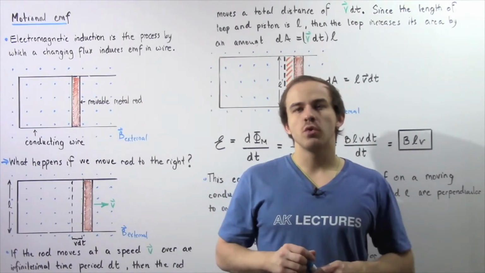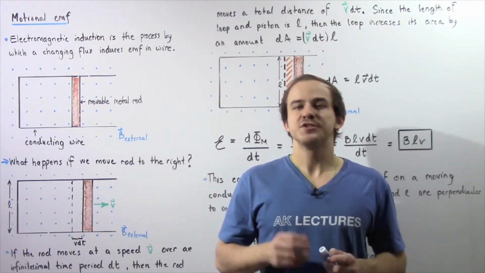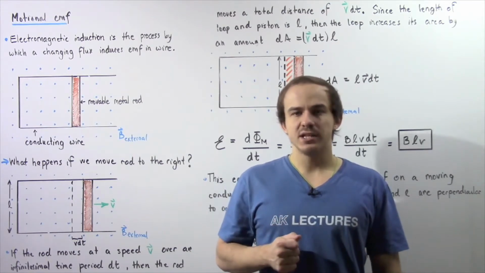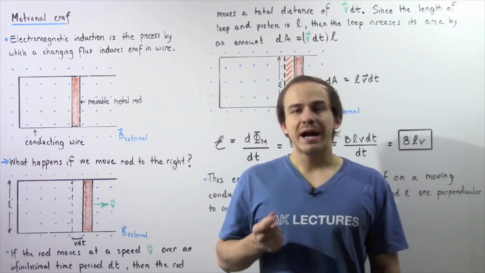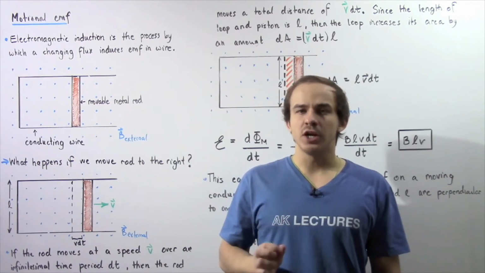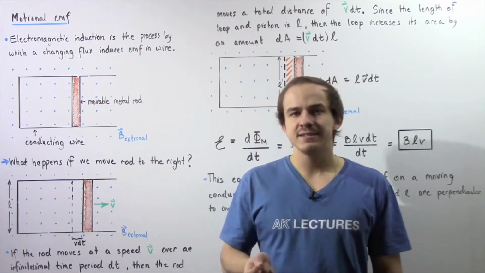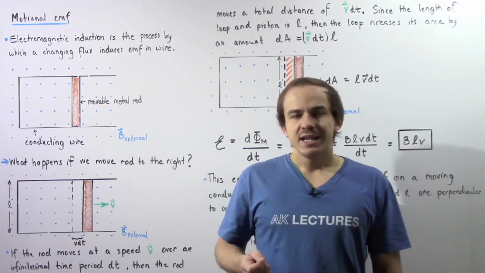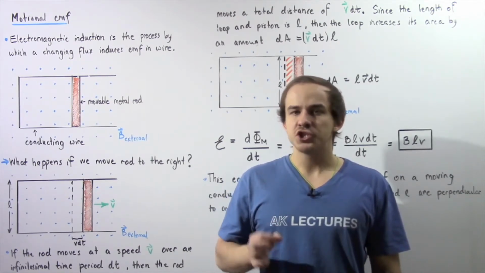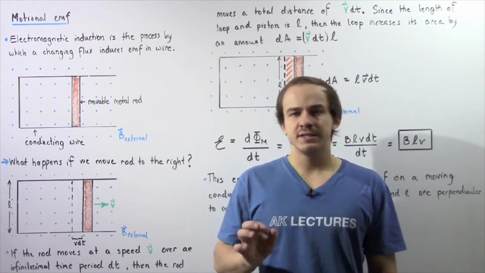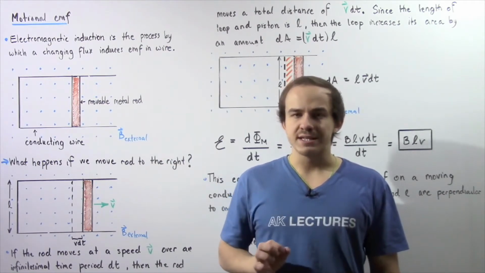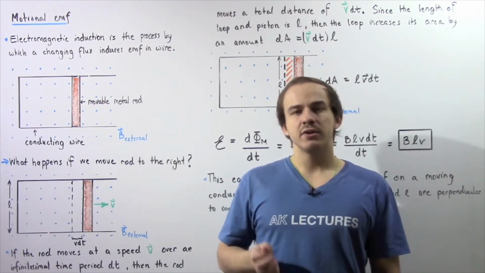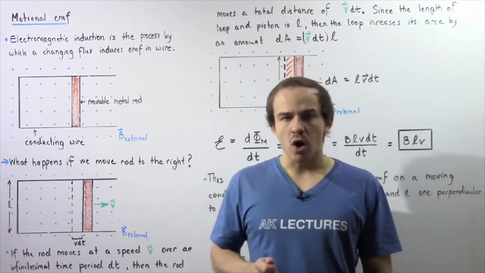In this lecture, we're going to discuss a concept known as motional EMF. Now recall that electromagnetic induction is the process by which a changing magnetic flux induces an EMF inside a closed loop of conducting wire. Now there are three ways by which a change in magnetic flux can take place. One of these ways is by changing the area of the loop of conducting wire.